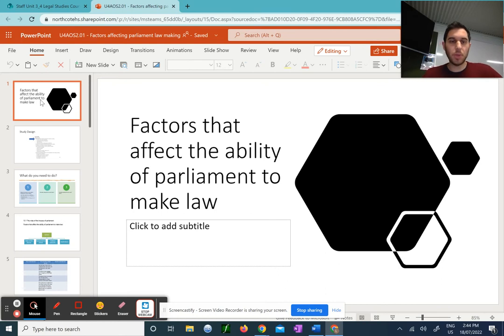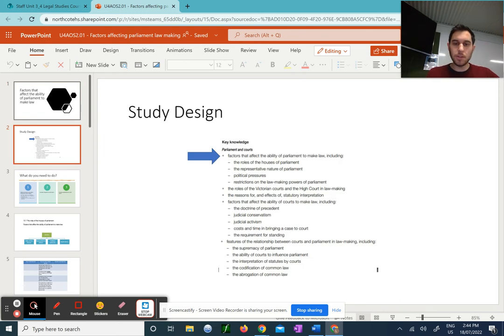Welcome to Legal Studies, and today we're going to be learning about the factors that affect the ability of Parliament to make law. So, where are we in the study design? Well, we've just started the final area of study, and the first thing we're going to learn about here is the factors affecting the ability of Parliament to make law, and you'll see there's actually 4 points here.